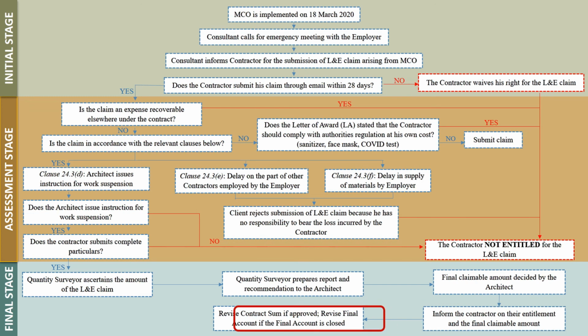In contrast, the QS will issue the written notice of rejection to the contractors who are not eligible for the L&E claims. Next, if the payment is made before the closing of the final account, the QS will revise the contract sum, while if the payment is made after the final account is closed, then the QS has to revise the final account accordingly.